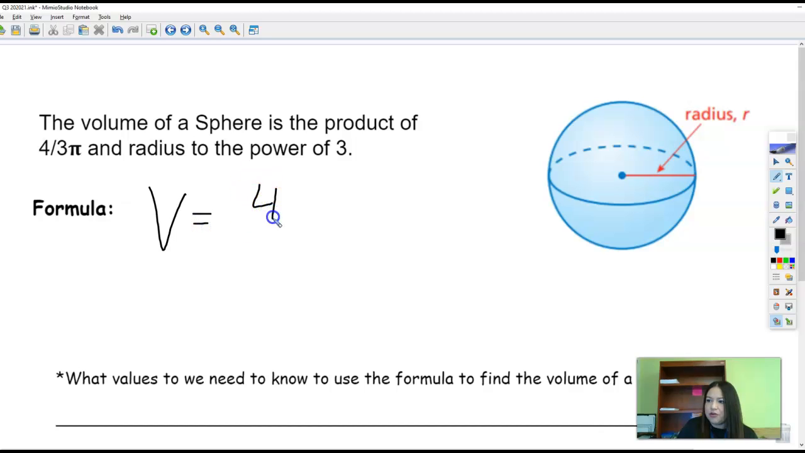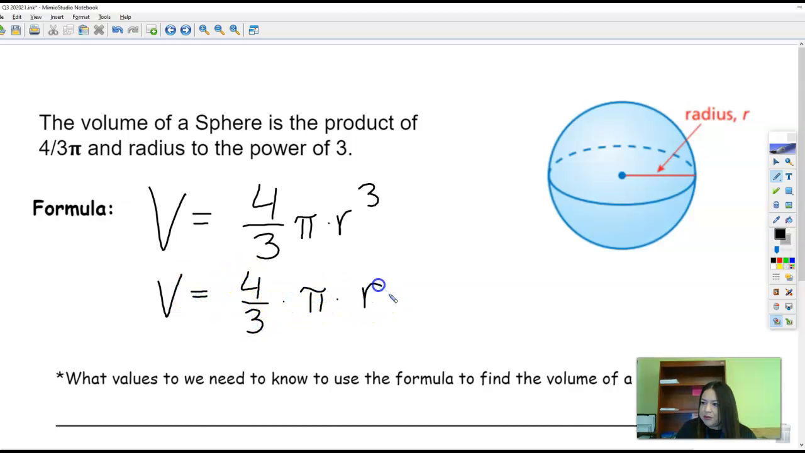Volume is equal to 4/3 pi times radius to the power of 3. Now let's not forget that the power of 3 means that I'm going to be multiplying radius times radius times radius. So radius by itself, 3 times. If I expand this out, it would be 4/3 times pi times radius times radius times radius.